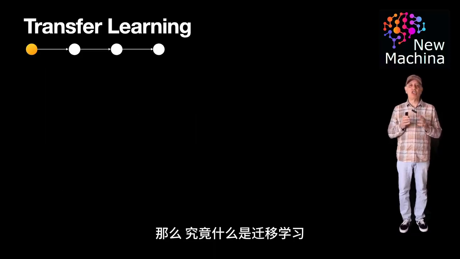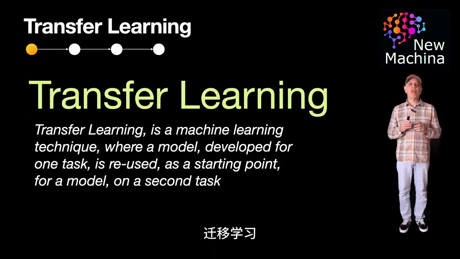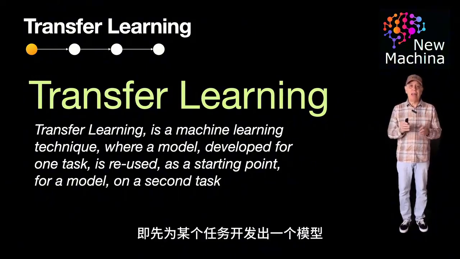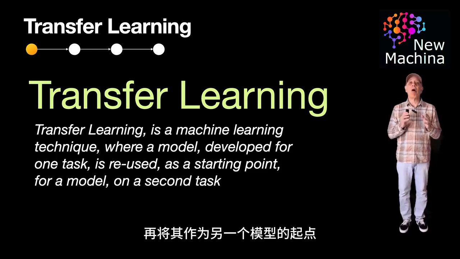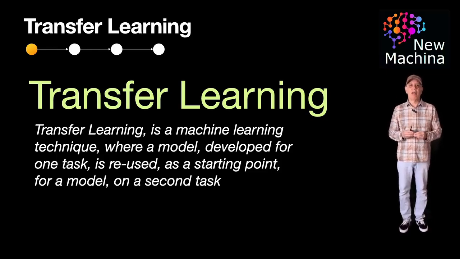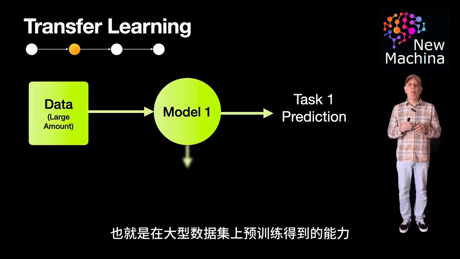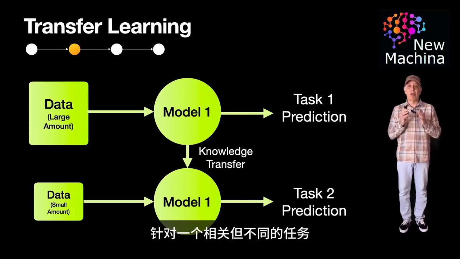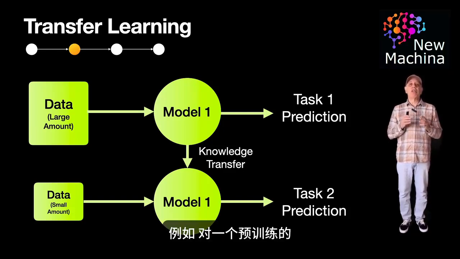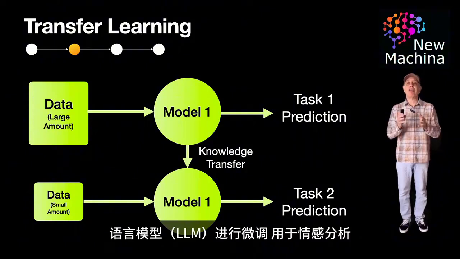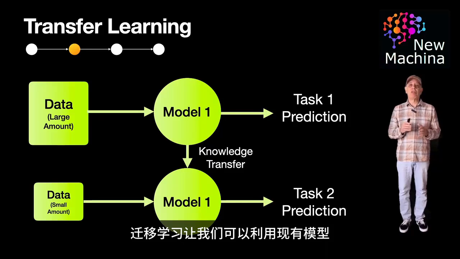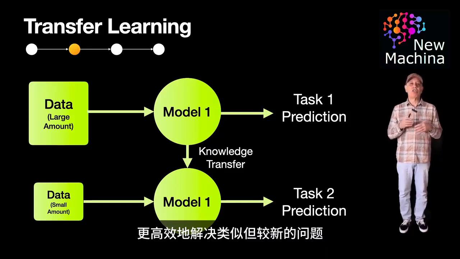So what exactly is transfer learning? Well, transfer learning is a machine learning technique where a model developed for one task is reused as a starting point for a model on a second task. It leverages the knowledge gained from a pre-trained model on a large data set to improve performance on a related but different task. An example of this is fine-tuning a pre-trained LLM for sentiment analysis. In simple terms, transfer learning allows us to use existing models to solve similar, newer problems more efficiently.